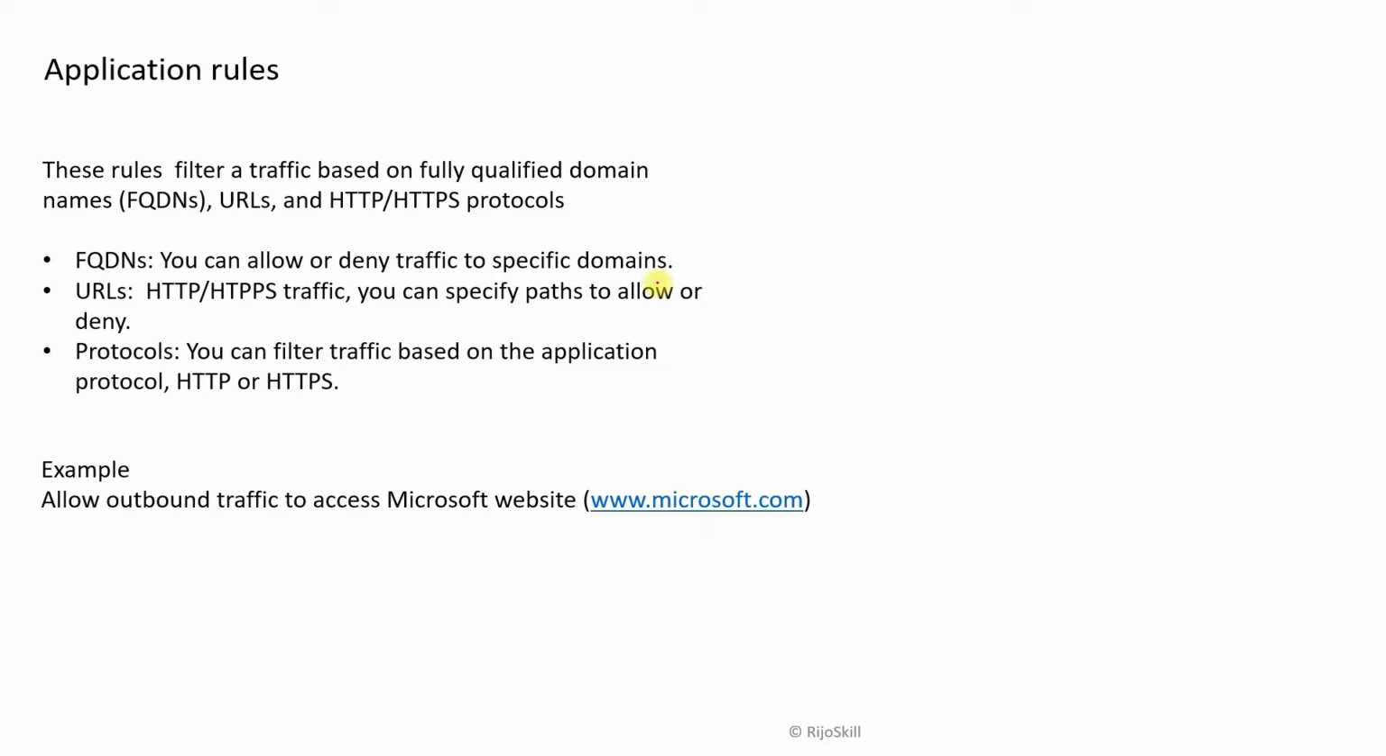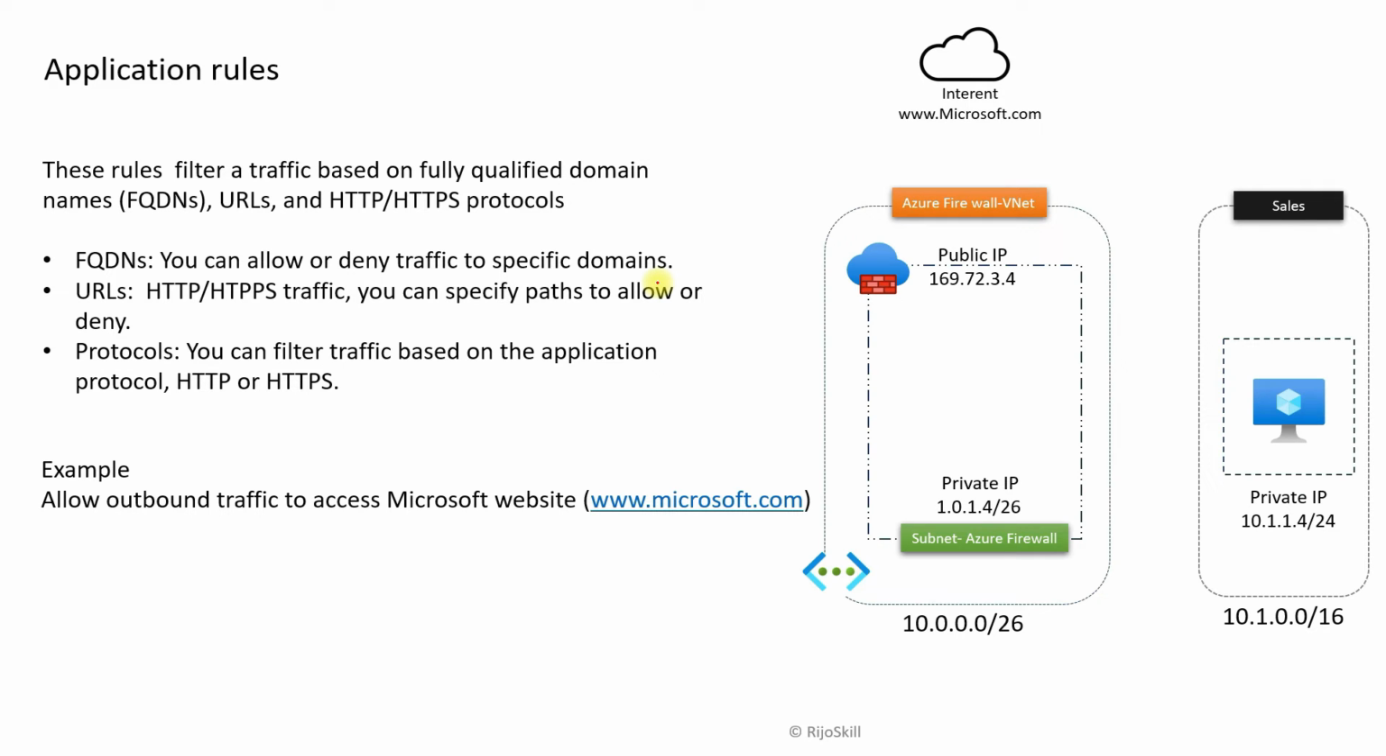Okay, I will show you one example, then you can easily understand. Allow outbound traffic to access the Microsoft website. Here in the diagram, the sales department needs to access the website www.microsoft.com. So you need to implement a fully qualified domain rule in your Azure Firewall: allow www.microsoft.com. Then the rule will be created, and the sales user will be able to access www.microsoft.com through the internet connection. So now you understand how we can implement the application rule.